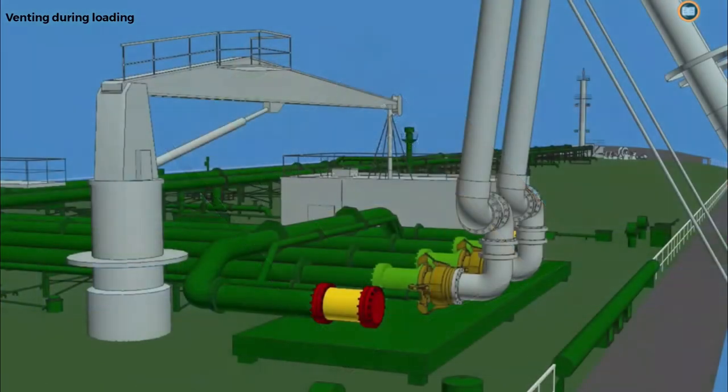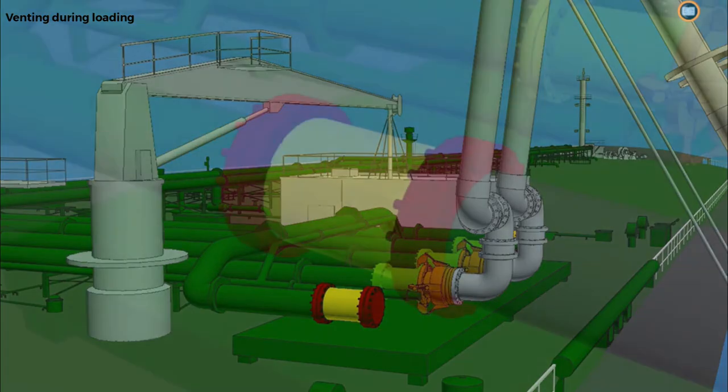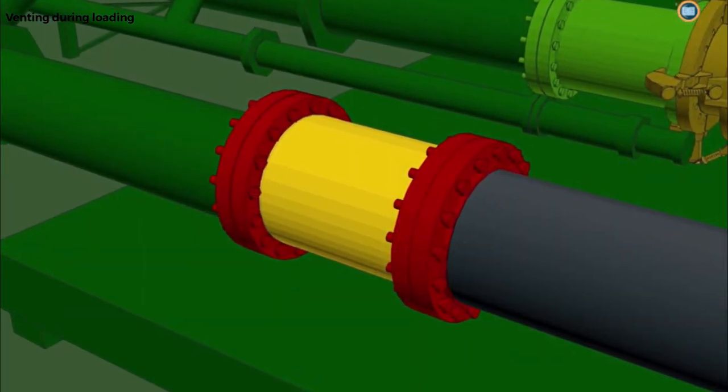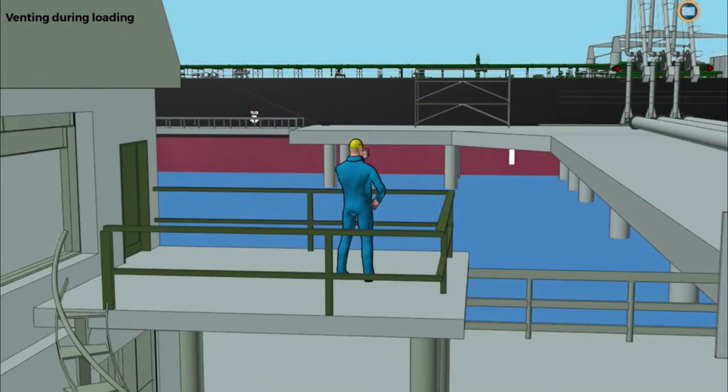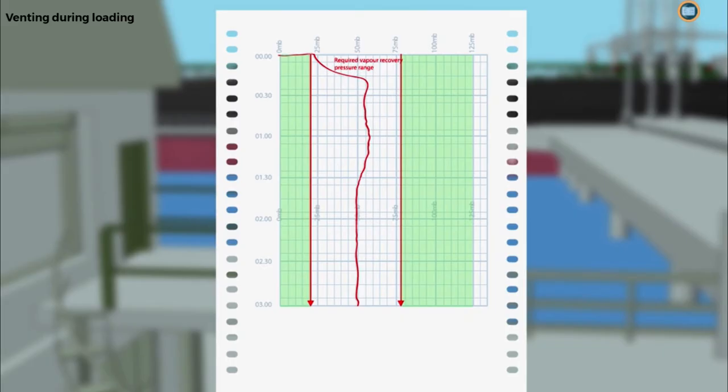When loading using a vapor emission control system or VEX, the loading facility will specify the tank pressure requirements and loading rate. The tank pressure must always be positive when connected to the facility's vapor system. Tank pressures of between 10 and 80 millibars typically need to be maintained by controlling the loading rate.